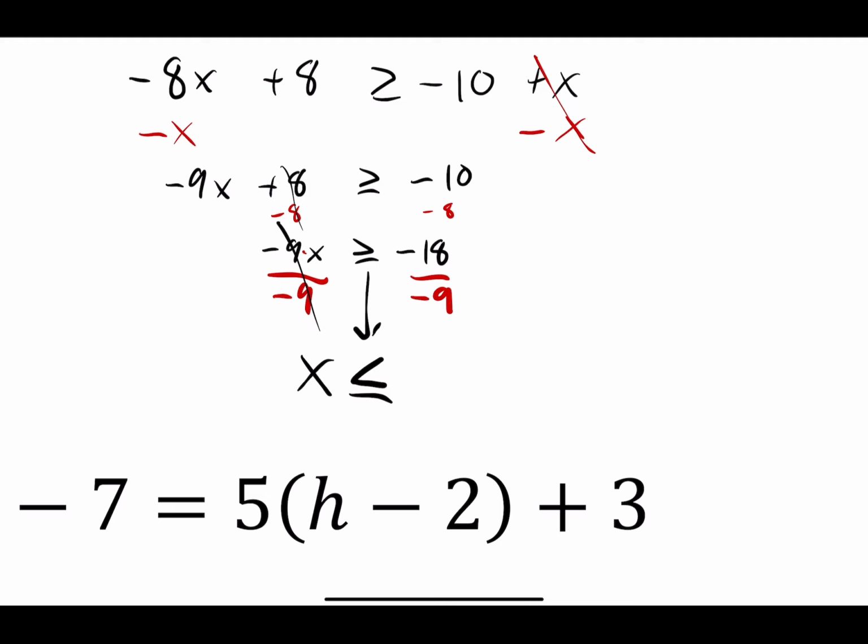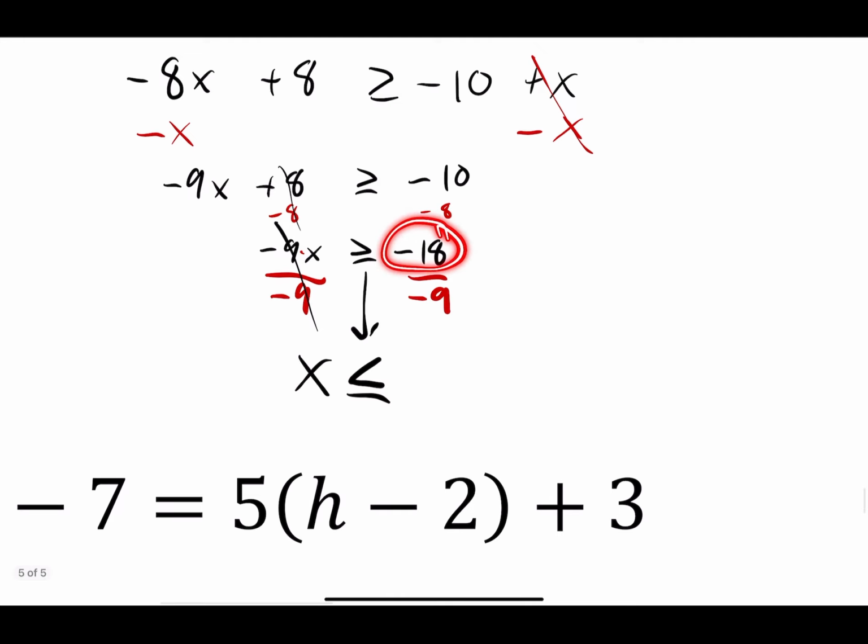It's gone. X is less than. Negative divided by negative is positive. 18 divided by 9 is 2, so positive 2. X is less than or equal to positive 2.